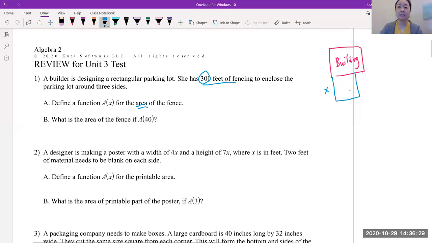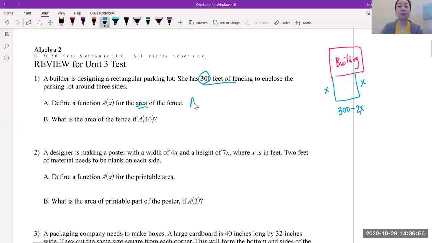But if we know that this side is x, we know that the other side is also x, right? Which would make this guy right here 300 minus, because the whole thing was 300. Well, if we use x amount for the left part and another x amount for the right part, how much do we have left? Well, we'll just take that out. So it'd be 300 minus 2x. So that's the length of this third side right there. So far, so good?